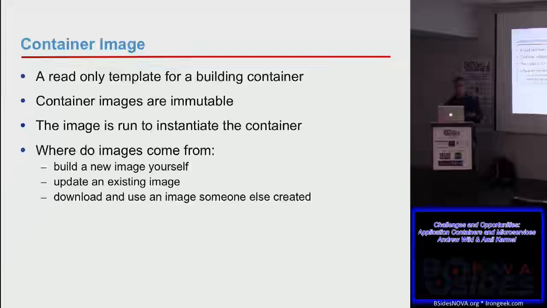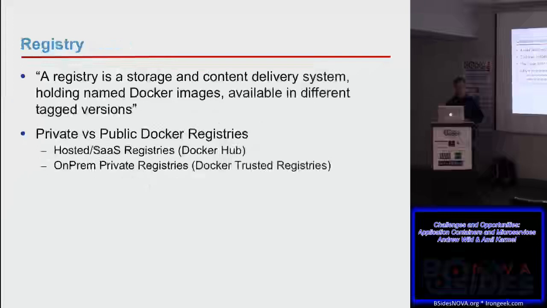So how do you get these images? Well, you can build one yourself from scratch. You can get an image from a public repository and update it yourself. Or you can download one and run one that someone else made. And based upon those three different ways that images can come, you can probably get to some of the security issues we're going to talk about in a little bit.